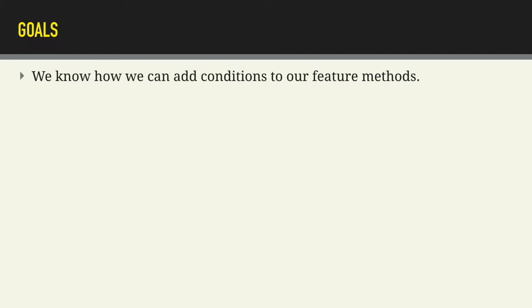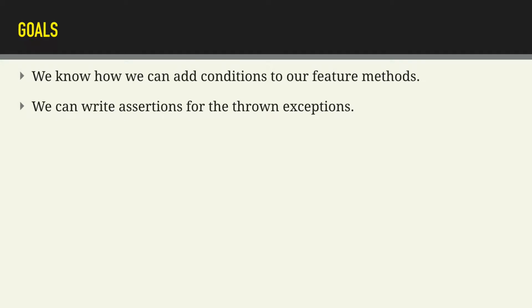After we have finished this lesson, we know how we can add conditions to our feature methods. We can write assertions for the exceptions thrown by the system under specification, and we know how we can use Hamcrest matchers. Let's start by finding out how we can write assertions with Spock framework.